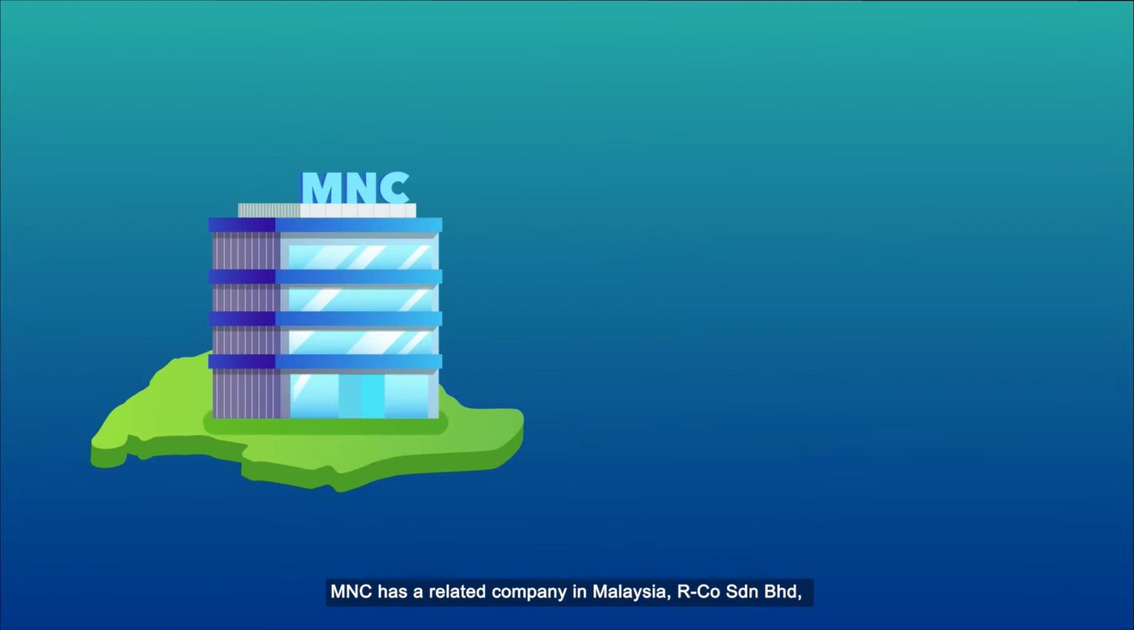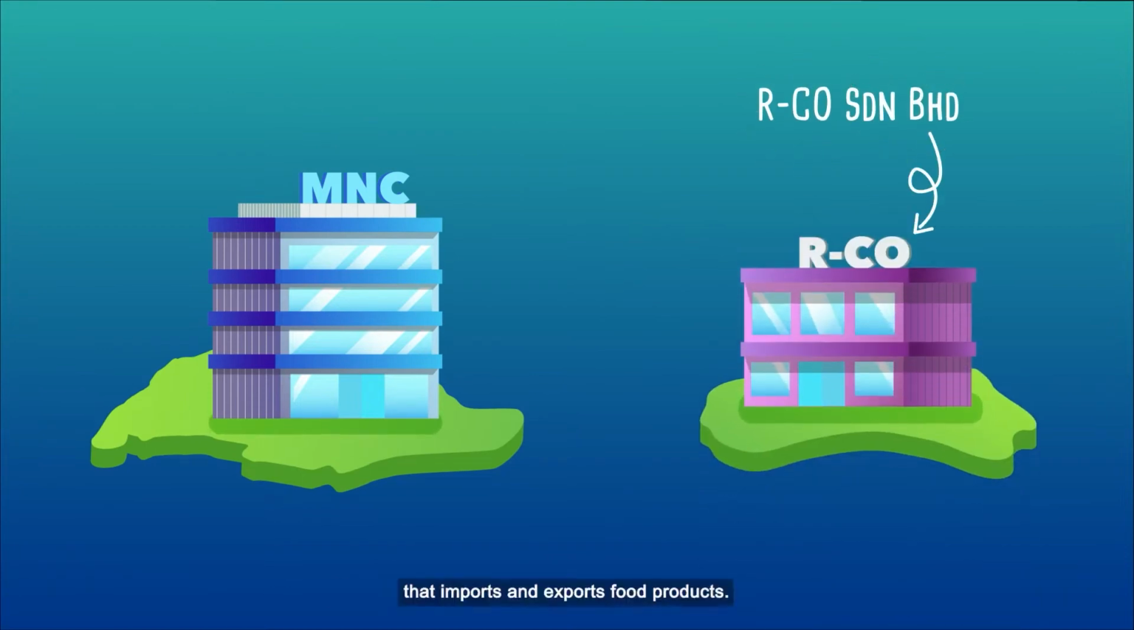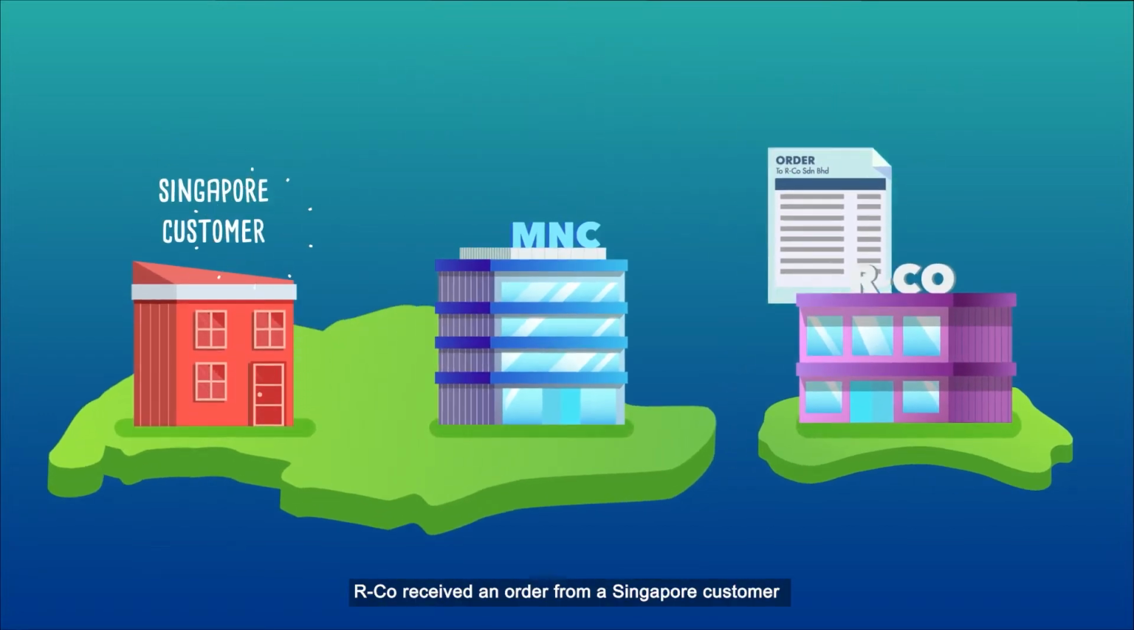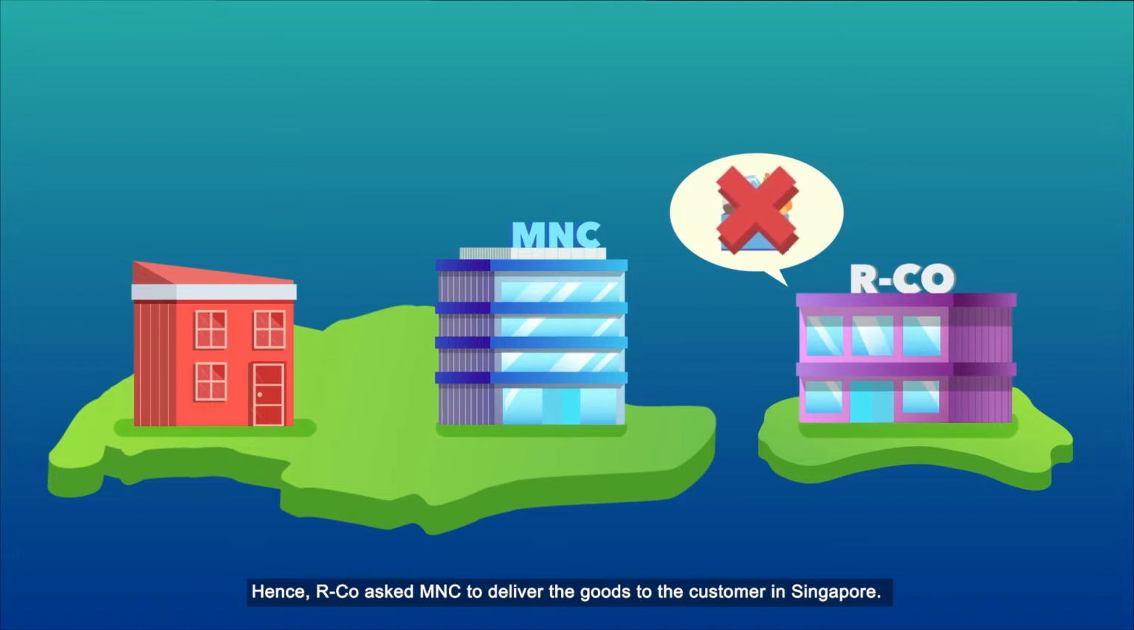MNC's export division operates as a wholesaler of food products. MNC has a related company in Malaysia, Arco Sendirian Berhad, that imports and exports food products. Arco received an order from a Singapore customer, but it did not have sufficient quantities of goods. Hence, Arco asked MNC to deliver the goods to the customer in Singapore.